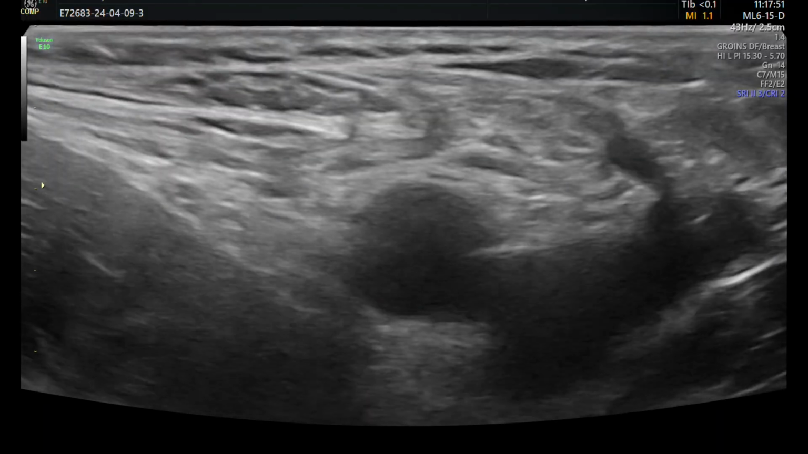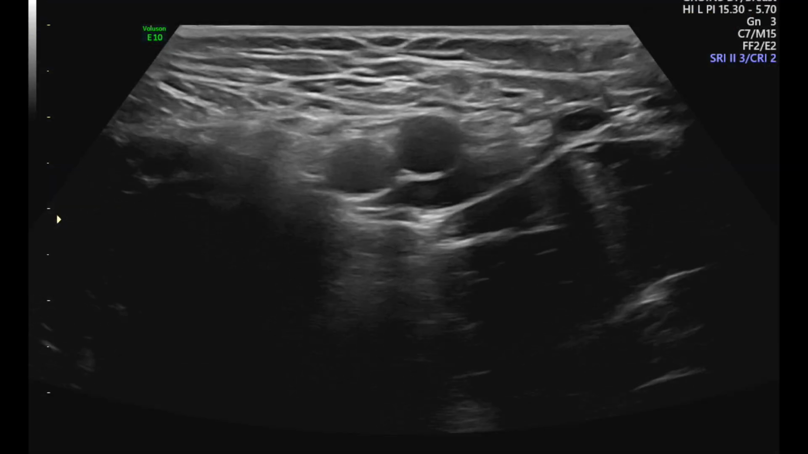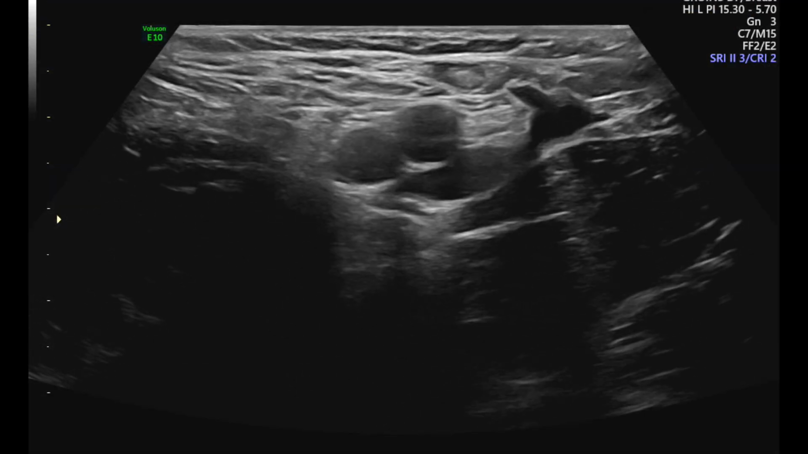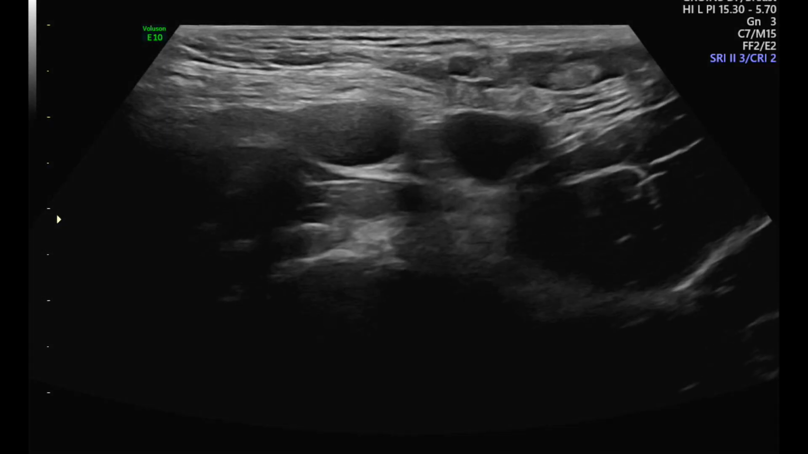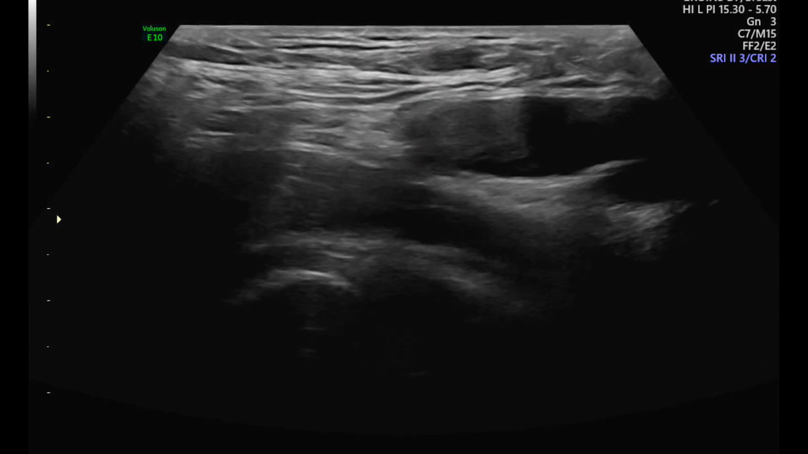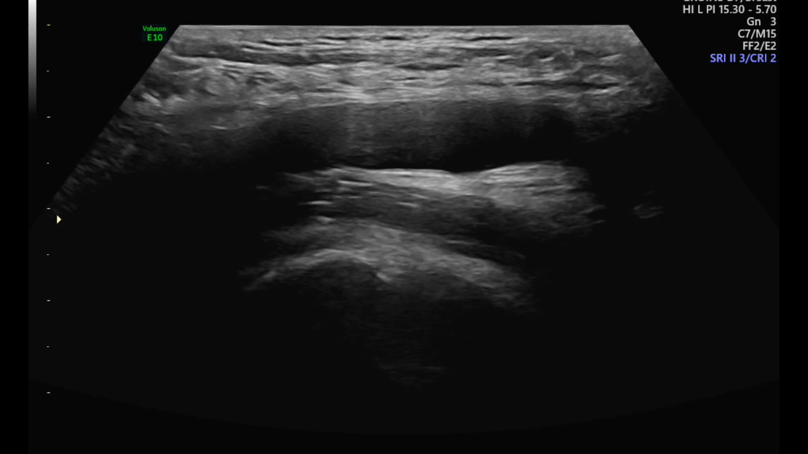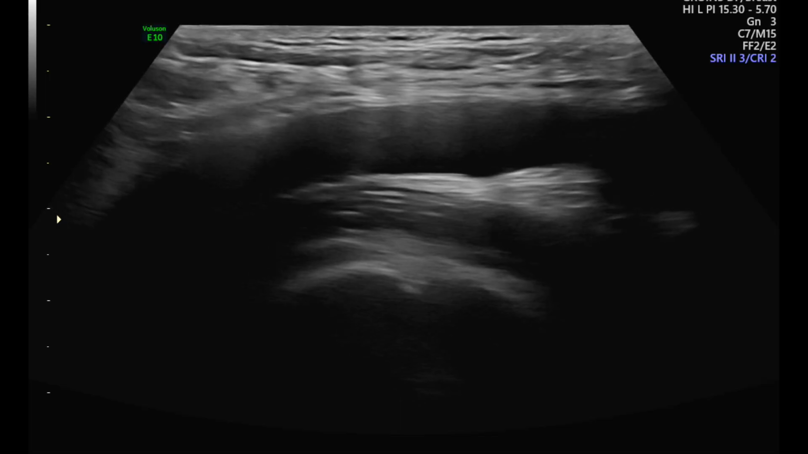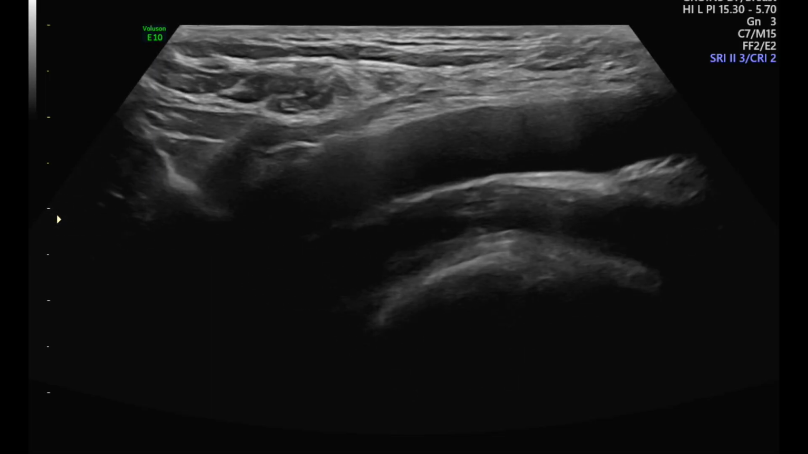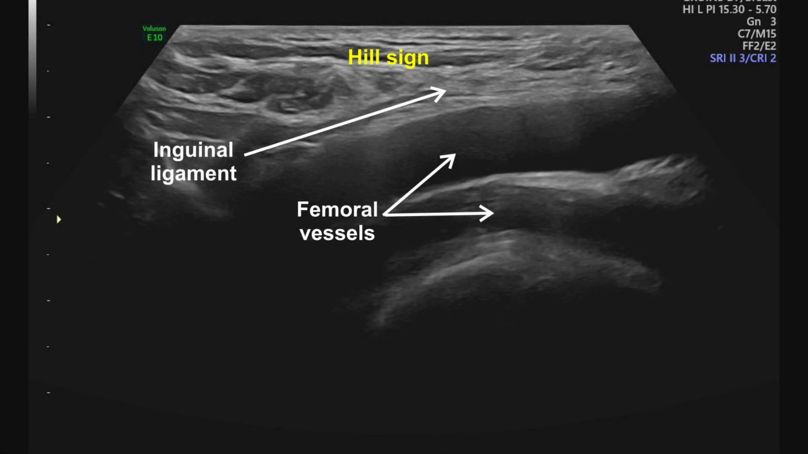Coming back to the snail sign, we rotate the probe in oblique view to obtain a longitudinal scan of both femoral and external iliac vessels. In this scan, we present the hill sign, marking the transition between femoral and external iliac vessels, with the inguinal ligament above them.